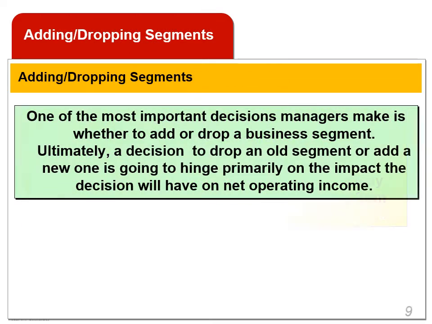One of the most important decisions managers make is whether to add or drop a business segment. Ultimately, a decision to drop an old segment or add a new one is going to hinge primarily on the impact the decision will have on net operating income. To assess this impact, it is necessary to carefully analyze the costs. Let's see how relevant costs should be used in this type of decision.